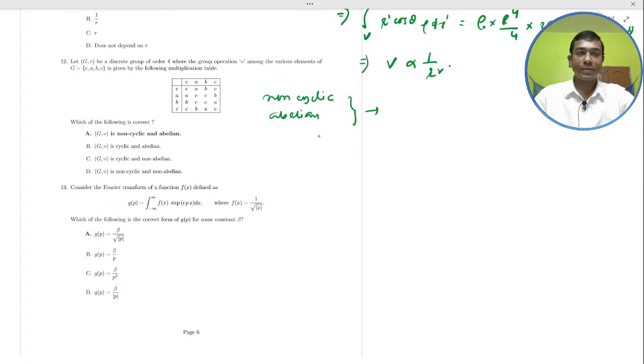that says that operation of the group with an element remains unchanged. Okay, here E, A, B, C, the off diagonal elements are the same. Okay, option A is correct. Z and the zero operation is non-cyclic and abelian.